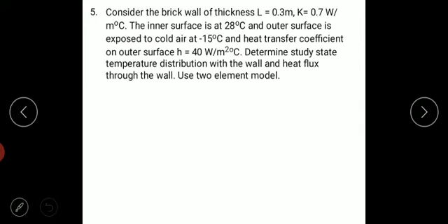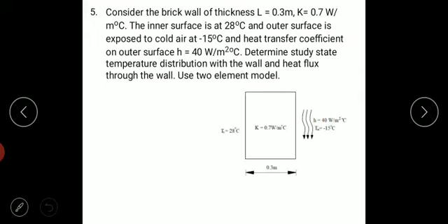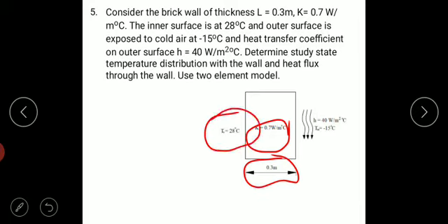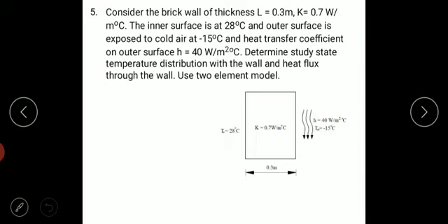Same thing, consider the brick wall. Here also the same brick wall, but the thickness is L equal to 0.3. Now in the given problem he has given only one layer, not two layers, whose thermal conductivity is 0.07 watt per meter degree Celsius, thickness is 0.3 meter, initial temperature is 28 degrees Celsius, and at the other end convection is happening at 40 watt per meter square degree Celsius, and T infinity is minus 15 degrees Celsius. Determine the steady state temperature distribution within the wall and the heat flux through the wall.